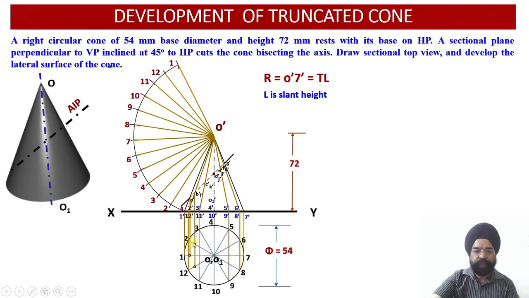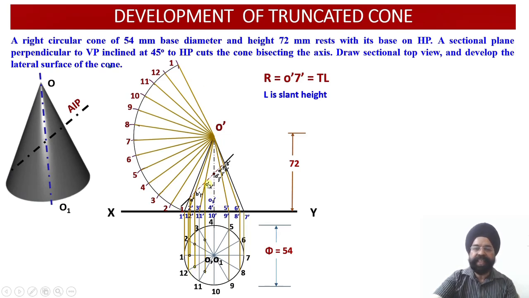So wherever this vertical projector meets O2, point B will be located. Wherever this vertical projector intersects with O12, that is the top view of the slant generator O12, I get the point L over here. So A is located, B is located, L is located.